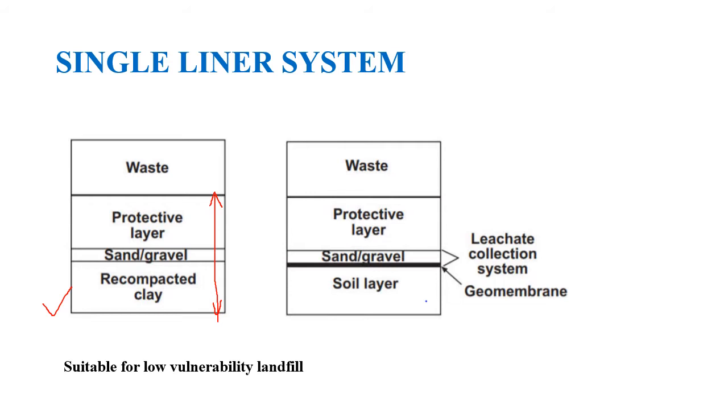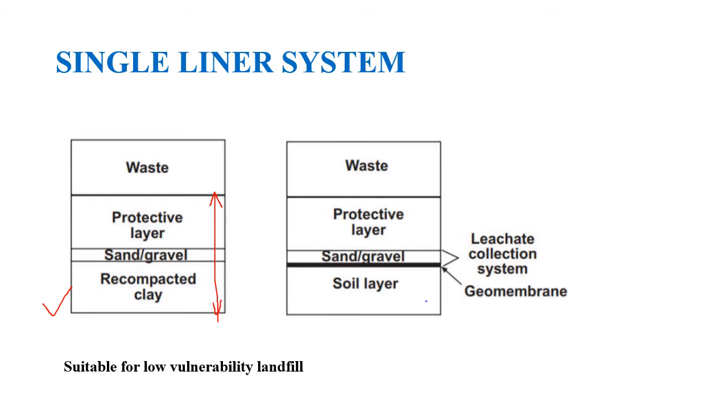Then finally what you have is the recompacted clay. This recompacted clay will serve the purpose of a barrier. As I said, a liner system has two functions to serve. First function is to collect the leachate and then drain it off to a proper channel or a treatment facility. And the second function of the liner system is to act as a barrier. However you construct the liner system, you have to make sure that you have materials which can perform these two functions effectively.